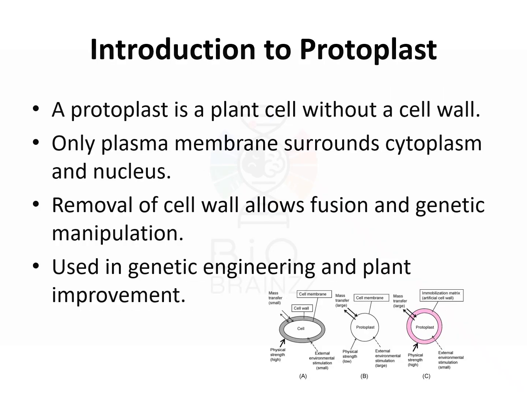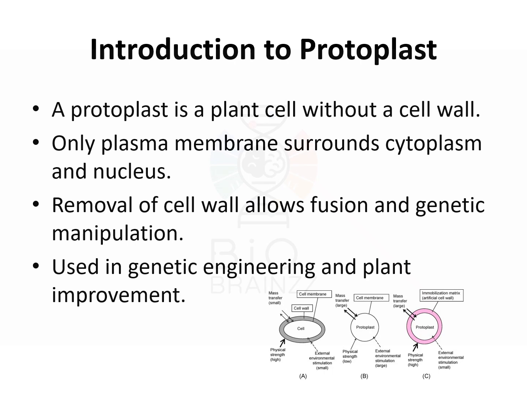To understand protoplast technology, we must first understand what a protoplast actually is. A protoplast is a plant cell from which the cell wall has been completely removed. In normal plant cells, the cell wall provides mechanical support, protection, and structural rigidity. However, this rigid structure also prevents direct manipulation of the cell, especially cell fusion and DNA uptake.